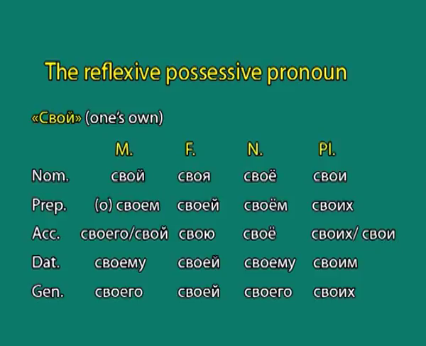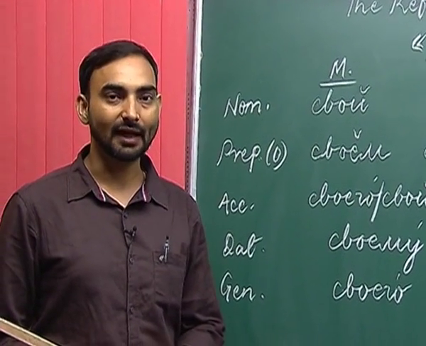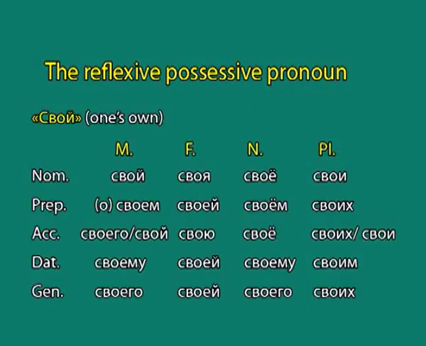In dative case, своему masculine, своей feminine, своему neuter and своим plural. In the genitive case, the case that we are discussing, the masculine form is своего, feminine is своей, neuter is своего and plural is своих. So, these are the forms that the reflexive possessive pronoun свой takes in different cases.